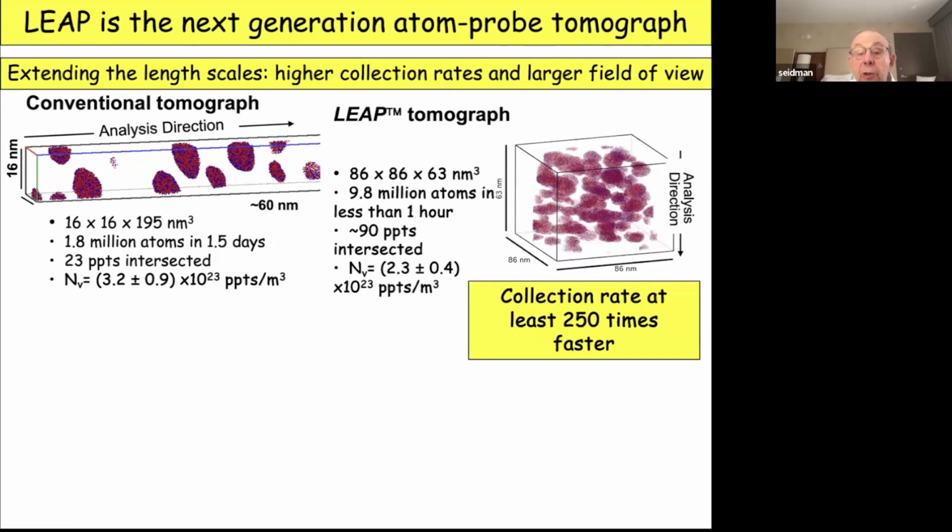Okay, now with the LEAP tomograph, this is still early. The volume's about 90 by 90 by 60 cubic nanometers, and we detected 10 million atoms in an hour. So that's 90 precipitates, and that's a lot of data. Even though this data set is small by what we can do today, it contains a lot of information.